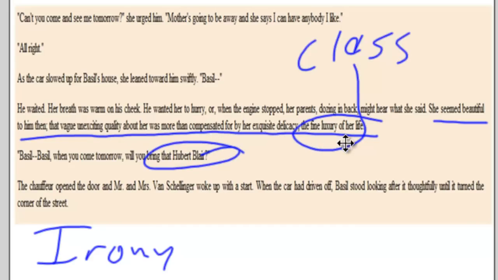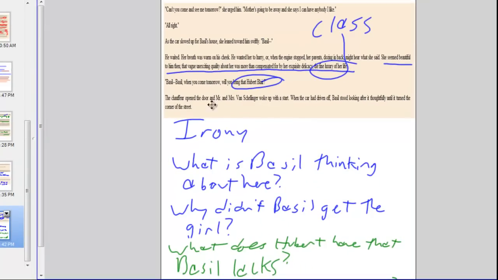The last line is so pat. When the car had driven off, Basil stood looking after it thoughtfully until it turned the corner of the street. And, oh man, you can feel his balloon get punctured right there. Deeply ironic. And I have a series of new questions now. What is Basil thinking about now? Why didn't he get the girl? What is the problem with Basil? And what does Hubert have that Basil lacks? These are real questions. I think they're going to get us to the meaning of the story.